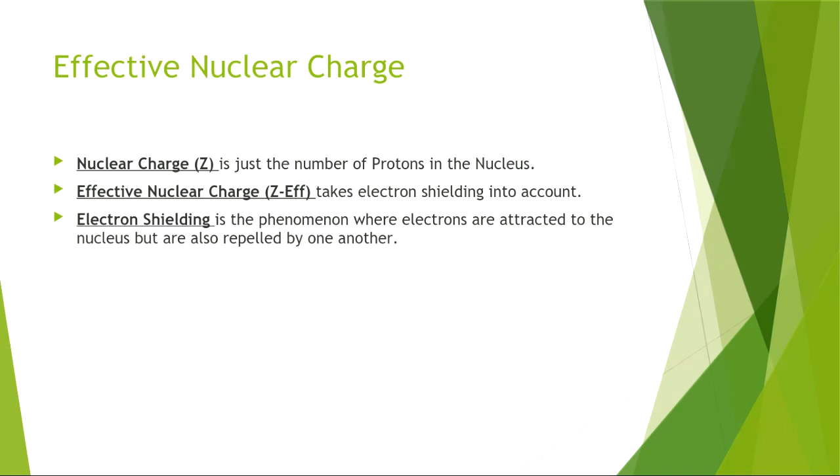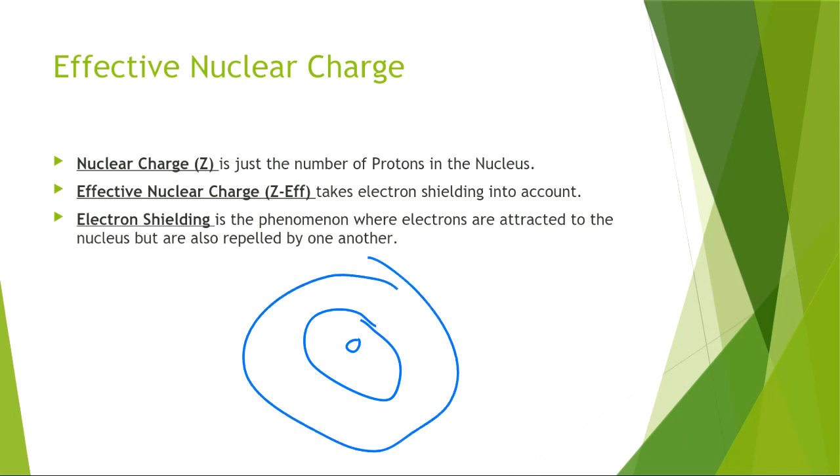Electron shielding is the phenomenon where electrons are attracted to the nucleus but are also repelled by one another. So as they're going around, say this is your nucleus, you have your first, second, kind of going around, but they'll also be repelling each other. So you'll never find them together. They'll always be pretty far apart. Since they're both negative charges, they don't want to meet up together.